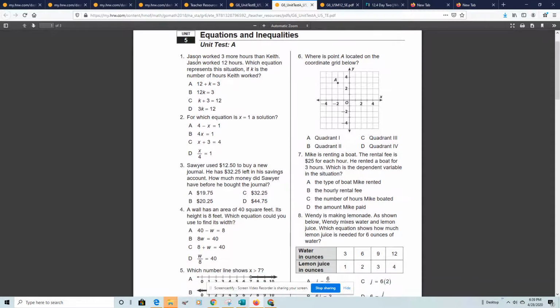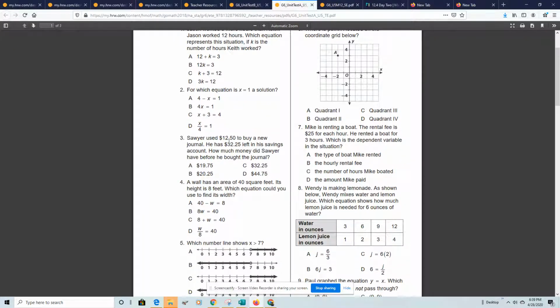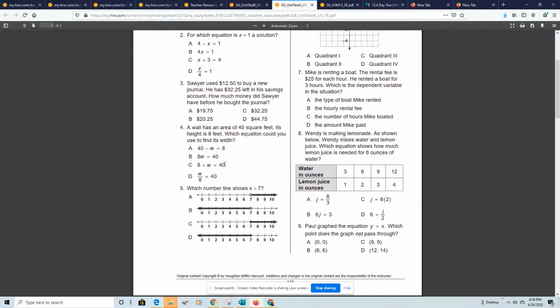All right, so starting here, Jason worked 3 more hours than Keith. Jason worked 12 hours. Which equation represents the situation? All right, so you have your four choices there. You can go back, you can plug it in to make sure that it makes sense for what equation is x equals 1 a solution here. So you would put 1 in for x in all four of those to see which one makes sense. We just have some basic word problems there, different equations with square feet and width.